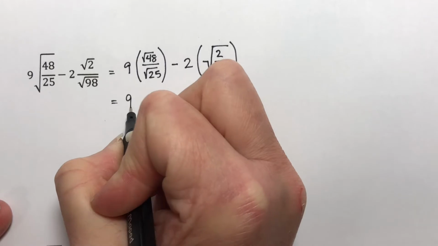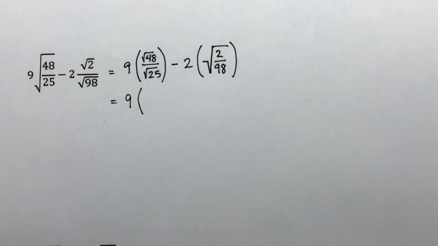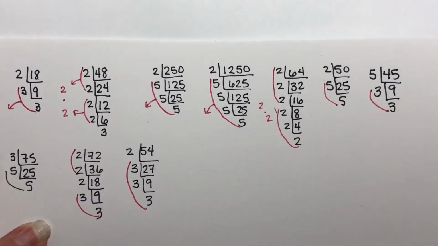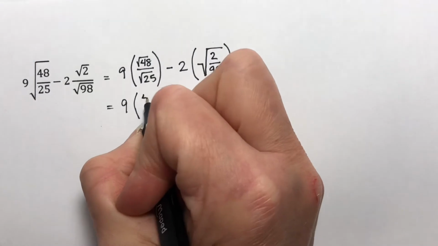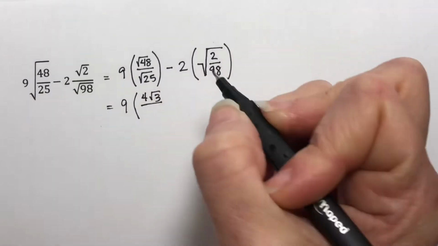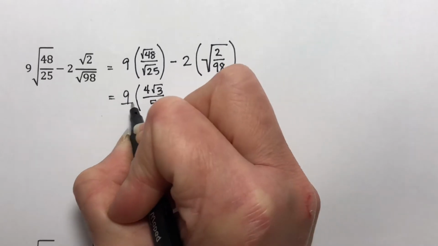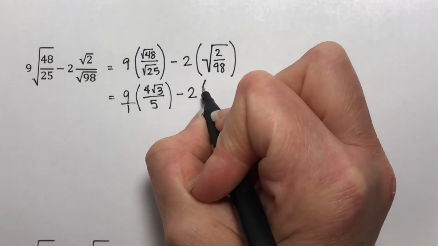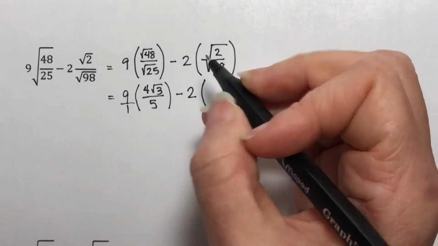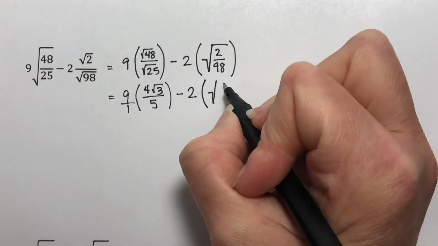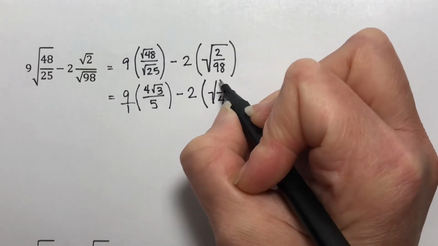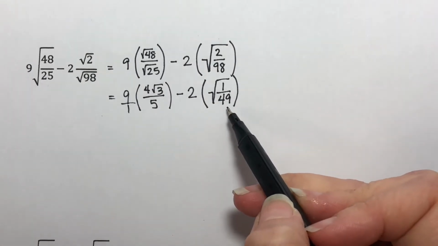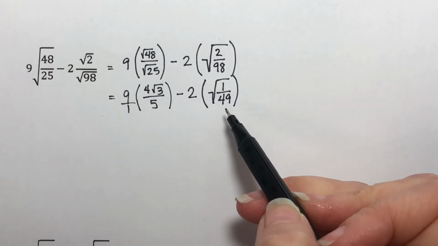So what I have right here is 9 times the square root of 48. We've done that a couple of times. It is going to be 4 times the square root of 3 over the square root of 25, which is 5. And this is 9 over 1 here. Minus 2 times. What I'm going to do here is reduce this fraction. If you divide both of those by a 2, you get 1 over 49. And I think you can see the advantage here. We both know the square root of 1 and we know the square root of 49. So this is going to simplify pretty easily.